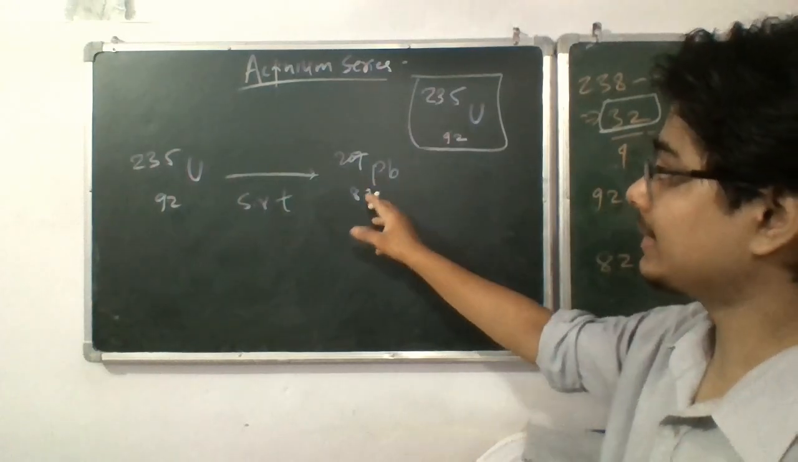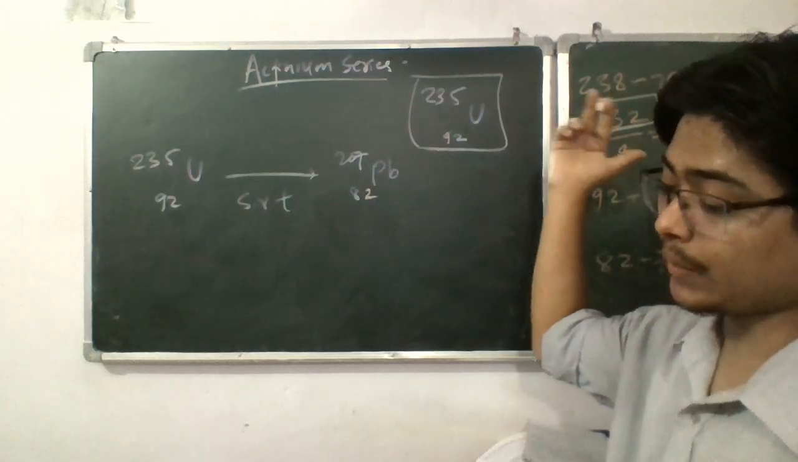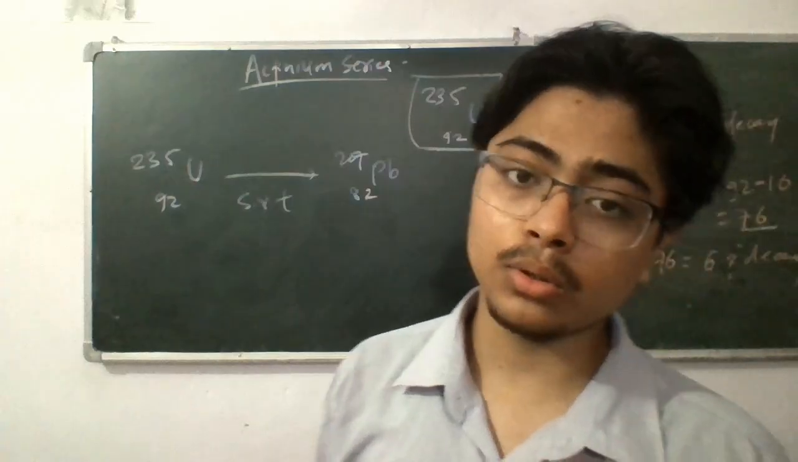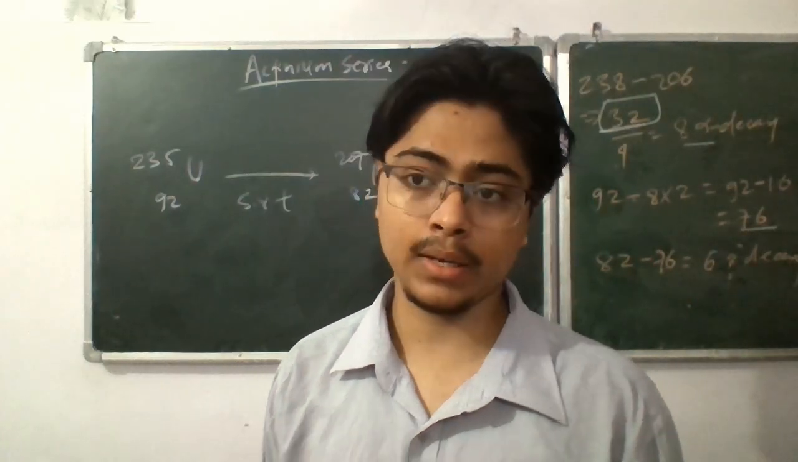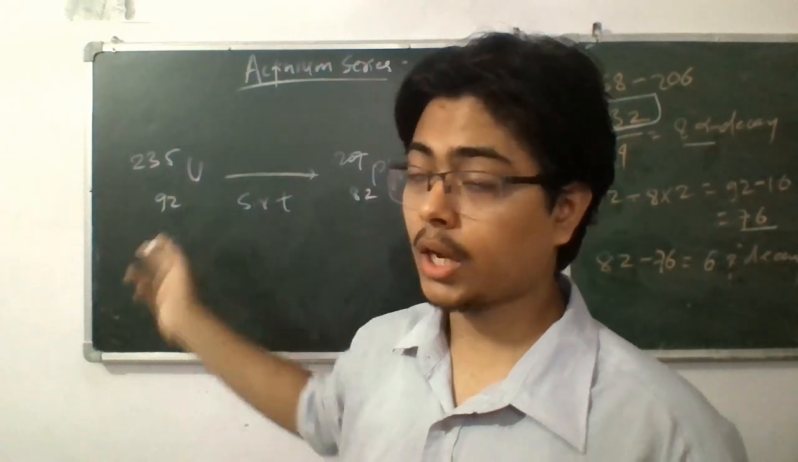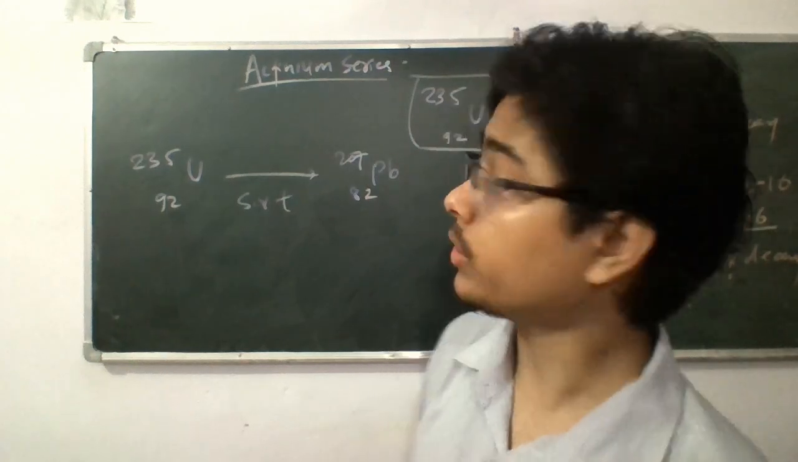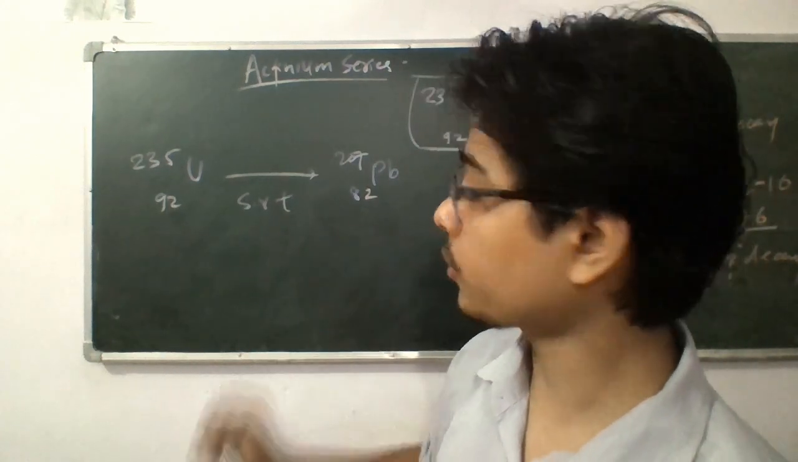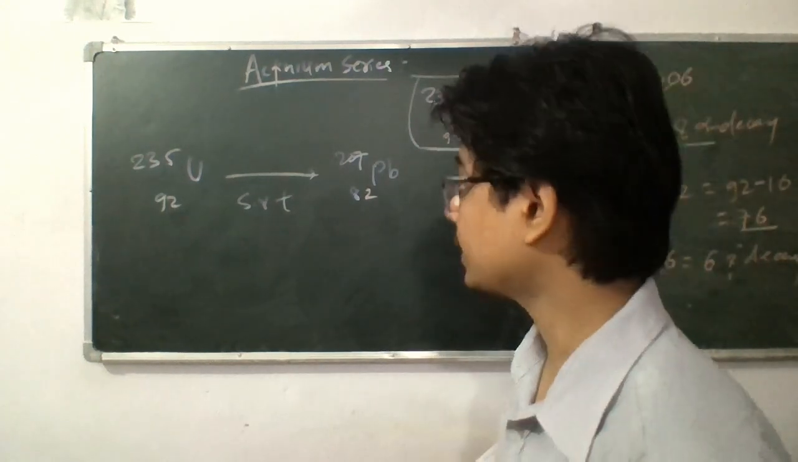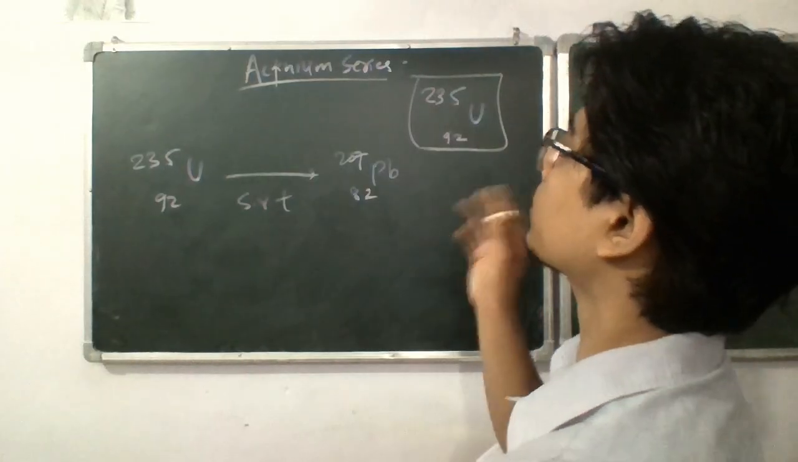So we can say that this lead and the lead that we are talking about, 208, are isotopes of each other, and uranium, and we are also talking about another isotope of uranium. Okay, so this is about the series. I guess this is about the first product and the end product.